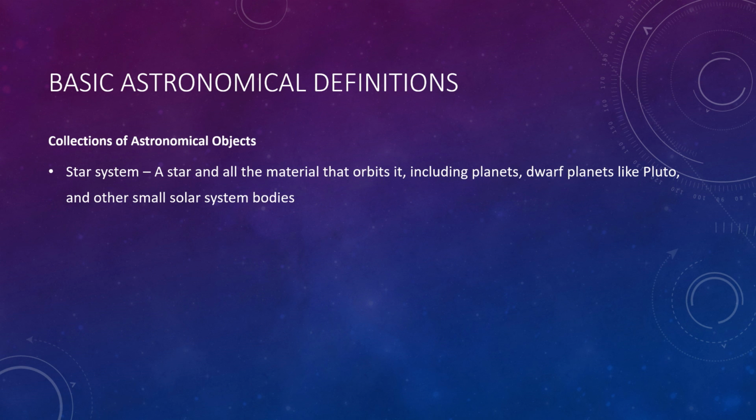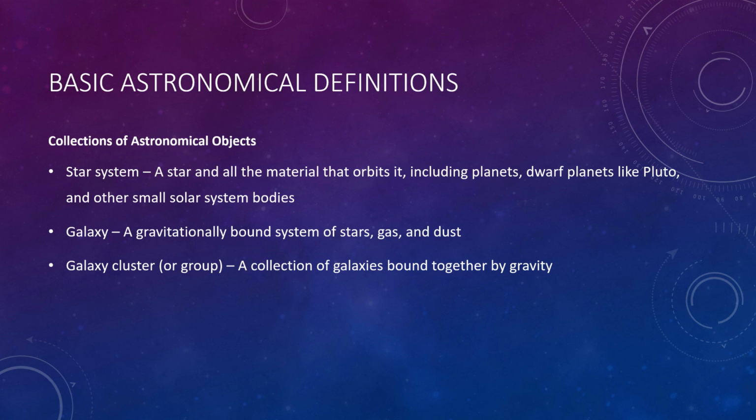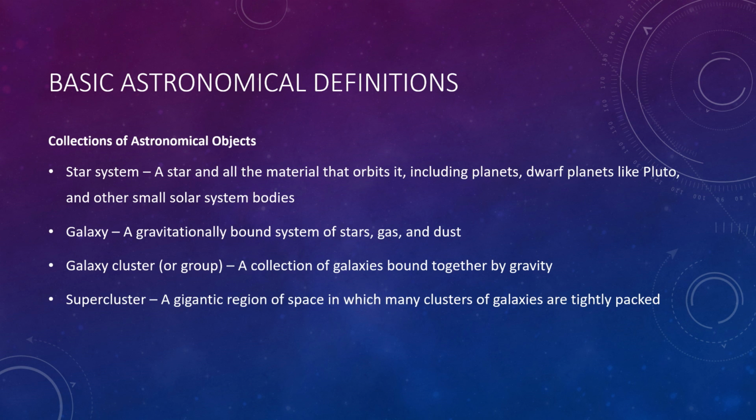Okay. A star system is a star and all of the material that orbits it, which includes planets and all the rocky, icy materials. So our star system is the solar system. A galaxy is a gravitationally bound system of stars, gas, and dust. Our galaxy is the Milky Way. And then we have clusters of galaxies, which is a collection of galaxies bound together by gravity. Our cluster is appropriately named the local cluster or local group.